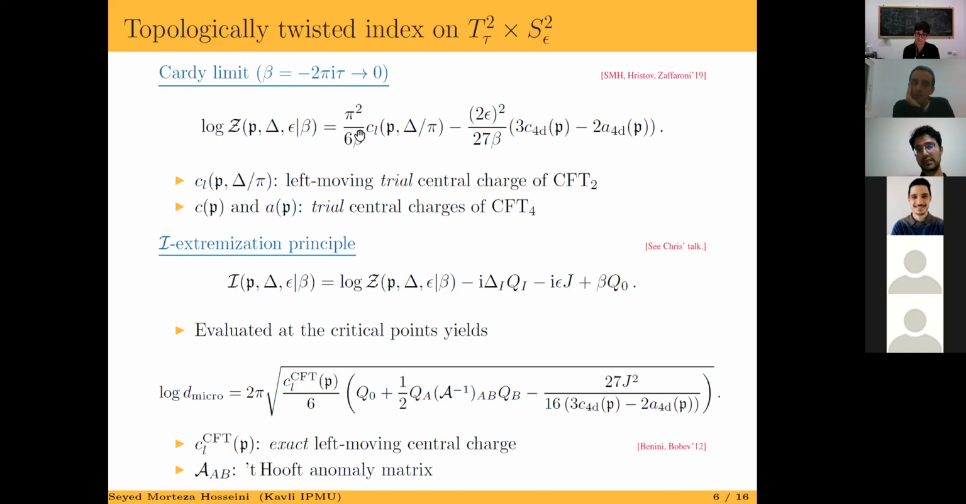So remember, this is the trial central charge, which depends on the mixing parameter delta, the chemical potential. You extremize this object. Once you extremize it, delta gets fixed in terms of the magnetic charges, and that is the one that gives you the C_CFT. And the rest here are the electric charges, angular momentum, and A is the 't Hooft anomaly matrix, which I'm going to tell you how to compute for various quantum field theories at hand.